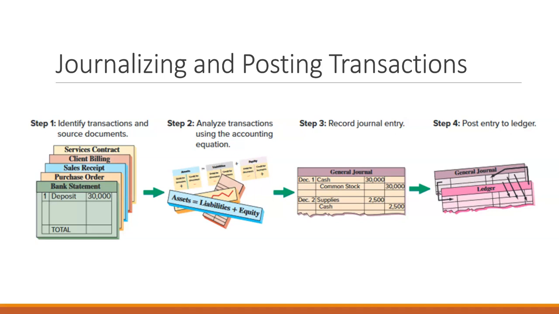When we look at transactions, we go through 4 steps. We identify the transaction by looking at the source document. Then we analyze that transaction to decide how it affects the accounting equation and which accounts it needs to be recorded to. Then we record our journal entry, and then we post that entry to the ledger.